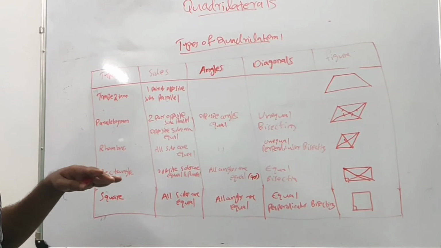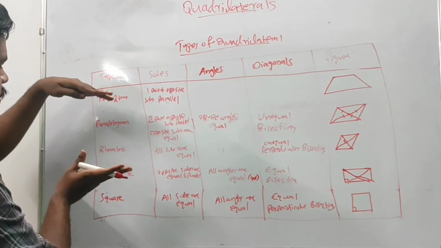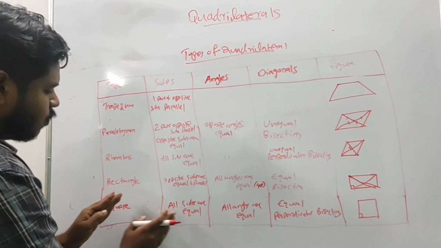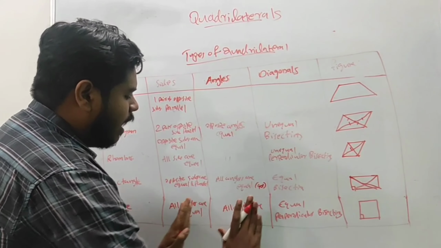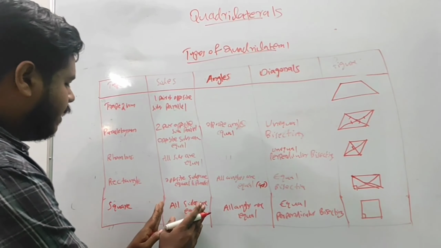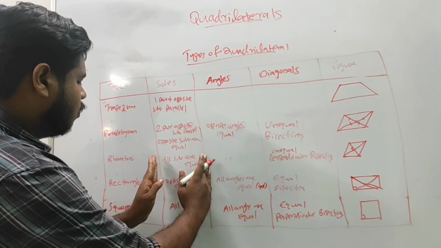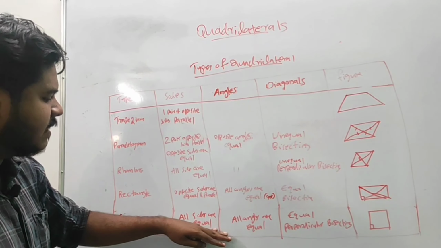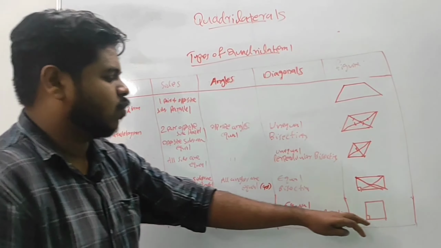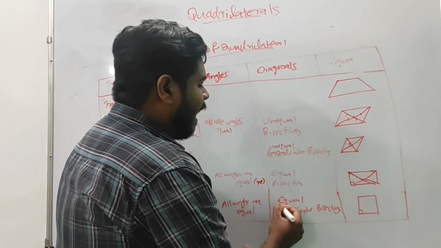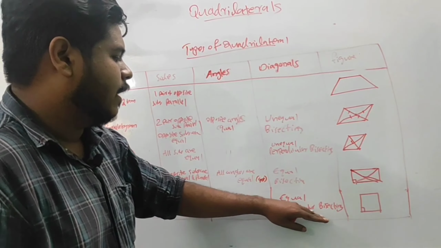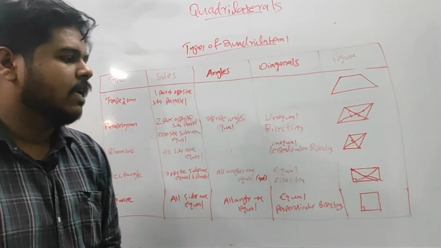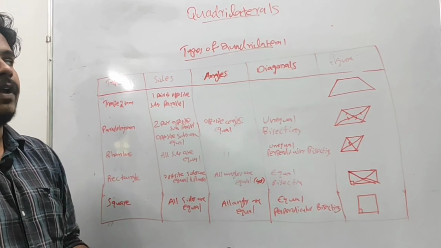And we have the square. A square is a combination of all three: parallelogram, rhombus and rectangle. In a square, all sides are equal and all angles are equal. In terms of sides it refers to the rhombus, in terms of angles it refers to the rectangle. That is a square. And the diagonals are equal just like a rectangle and are perpendicular bisecting just like a rhombus. So by looking at this table, we can easily study the properties of quadrilaterals.